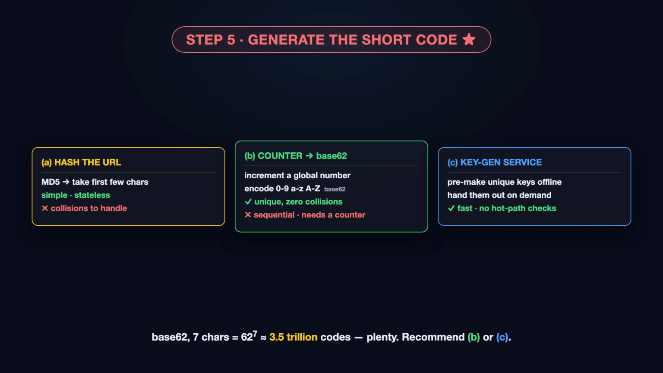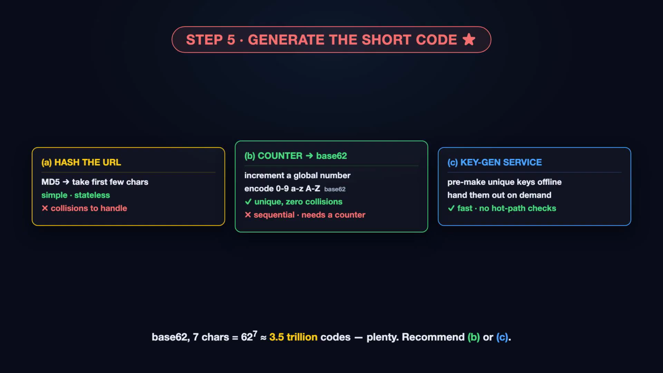Approach 2, and usually the cleanest, a counter encoded in base 62. Keep a global number that increments on every new link, 1, 2, 3, and encode that number in base 62, using the digits 0 through 9, lowercase a through z, and uppercase A through Z. Because each number is unique, the codes are unique by construction, 0 collisions, ever. The catch: your codes are now sequential, which leaks how many links exist and is guessable, and the counter itself has to be coordinated across many servers, which is its own distributed systems problem.